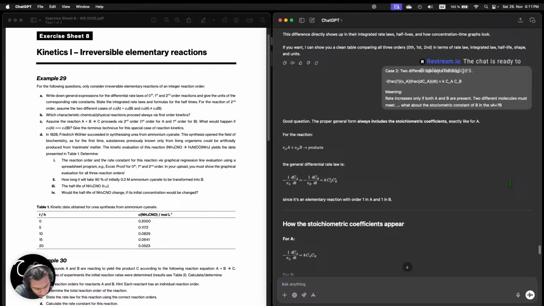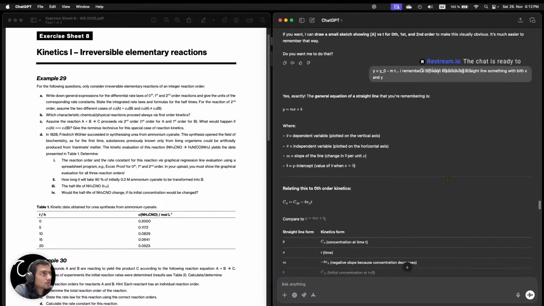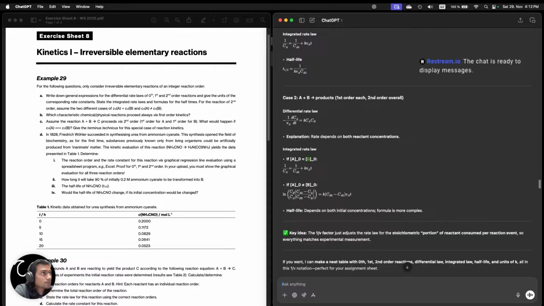1 by VA, d concentration of A divided by dt equals minus 1 by VB, d concentration of B by dt equals K C A C B. Is it an initial? I keep on forgetting. No, it's just normal. Rate depends on both reactant concentrations.